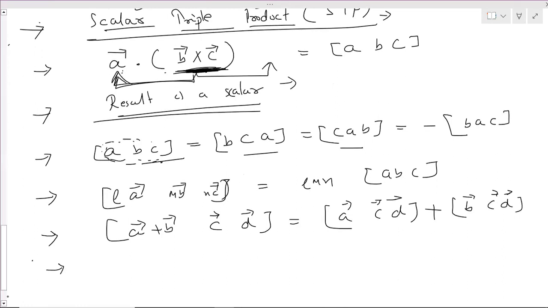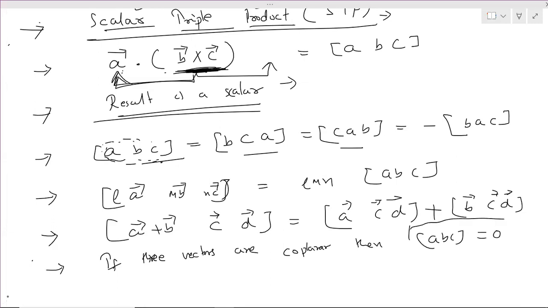One important thing: if three vectors are coplanar, then ABC will be equal to 0. This is the condition of coplanarity.